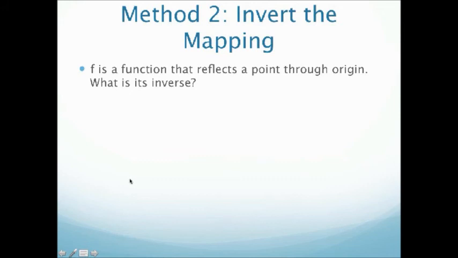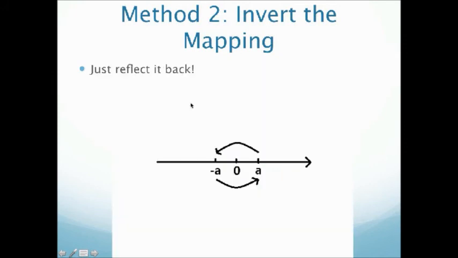And now we go to the second method, which is invert the mapping. So let's see an example and illustrate what that means. So f is a function that reflects a point through the origin. What is its inverse then? So what this function does is basically take in the value of a and give you negative a back, which is flipping it through the origin.